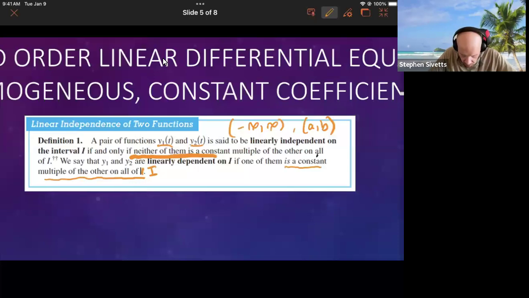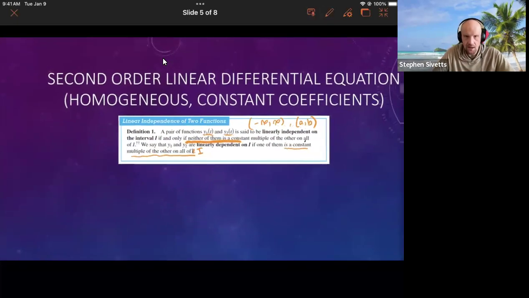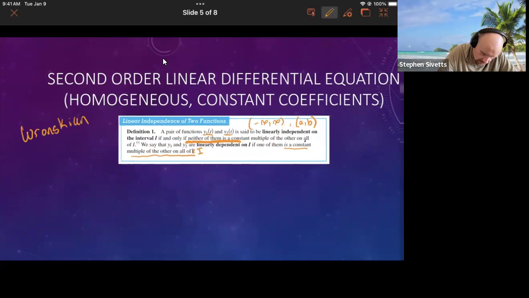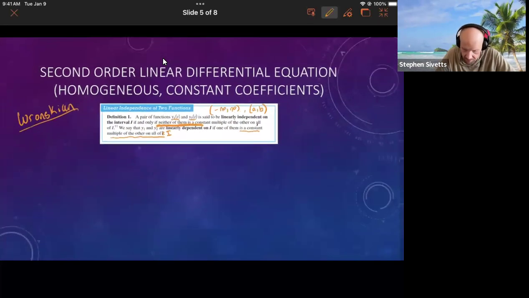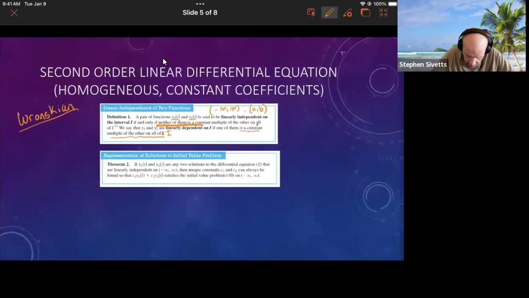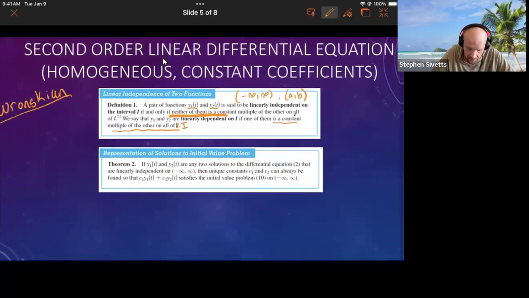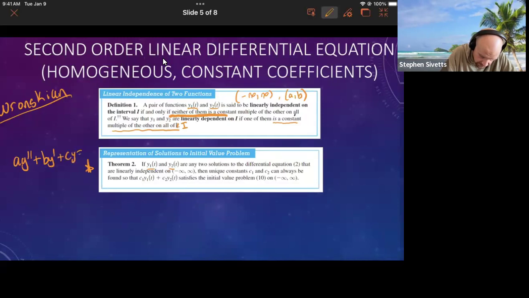To determine whether a pair of functions is linearly independent, you'll use a quantity called the Wronskian. I think it's coming up in the next animation here. This is how to represent a general solution for a second order differential equation. If we have y1 and y2 as any two solutions to the differential equation ay double prime plus by prime plus cy equals 0.